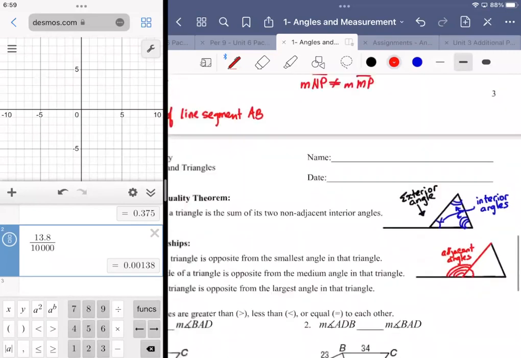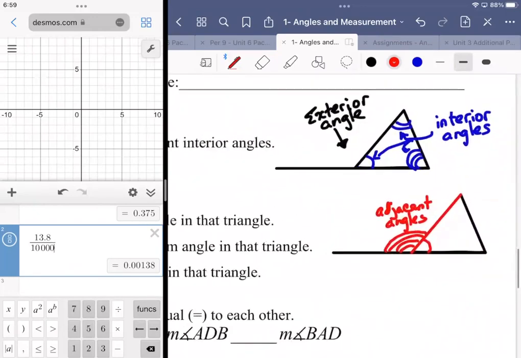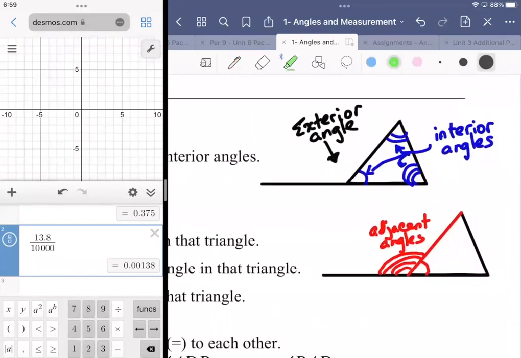Right? You go back to the theorem. The exterior angle of a triangle is the sum of its 2 non-adjacent interior angles. Right? So I'm talking exterior angle, 2 non-adjacent interior angles. Right? Because these 2 are adjacent to one another. So this guy over here would be an adjacent angle. I want the 2 that are non-adjacent. What this rule is telling me is that if I take the sum of these 2 angles, that'll be equal to this one.